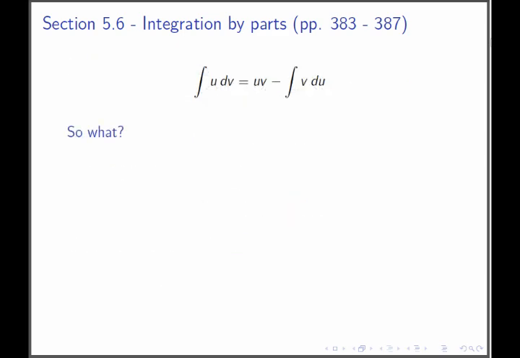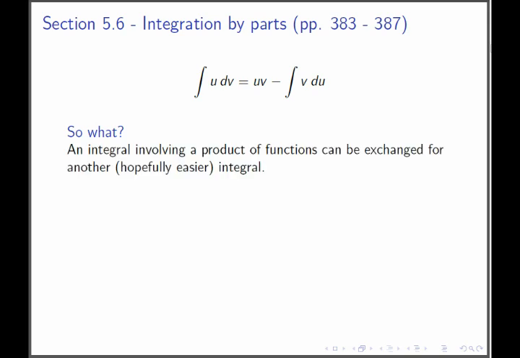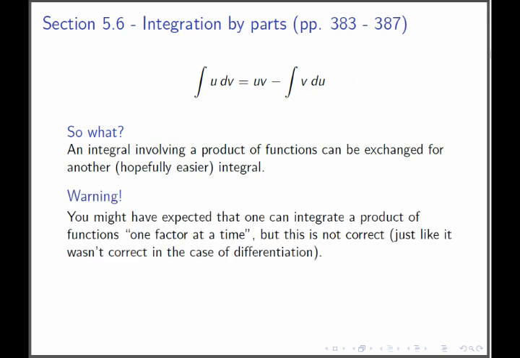Now, what's so good about it? Why do we care about this formula? Well, it's useful when we're trying to compute the integral of a product of functions. The idea is that we can replace this integral with this integral, hoping that it's a little easier. Now, why wouldn't we just compute the integral of a product of functions one factor at a time? The answer is because it's not correct. It was not correct for differentiation. You needed the product rule there. And it's not correct for integration. We need integration by parts for this.